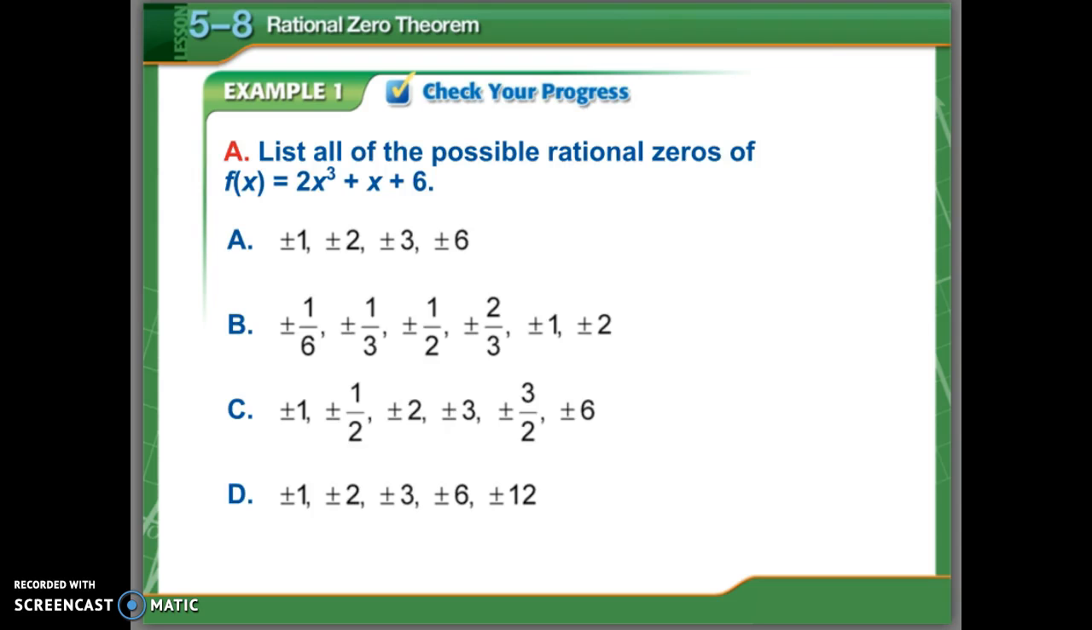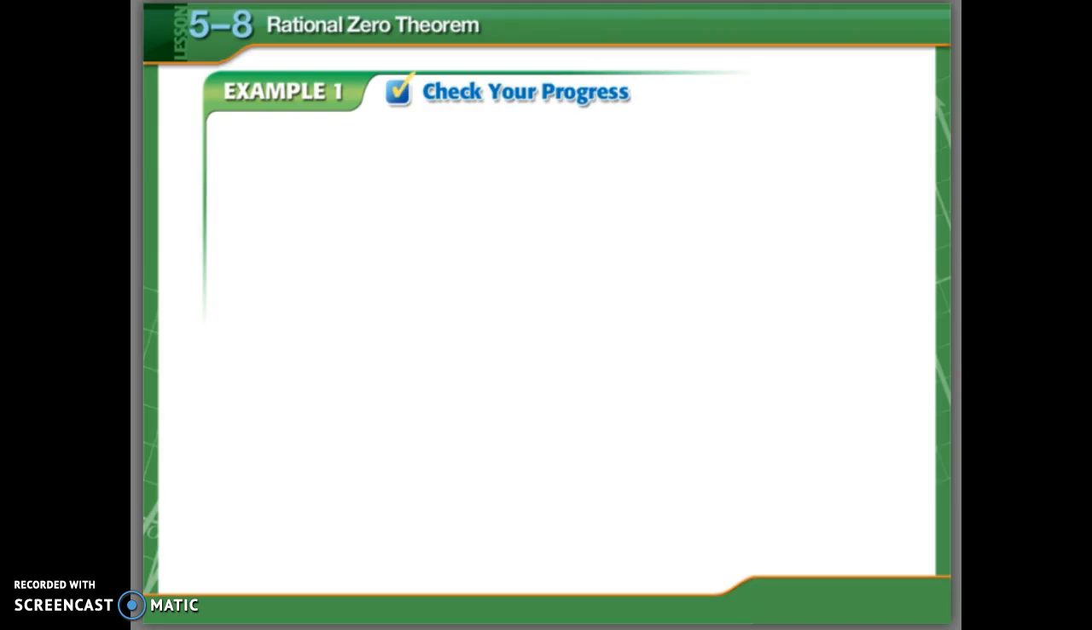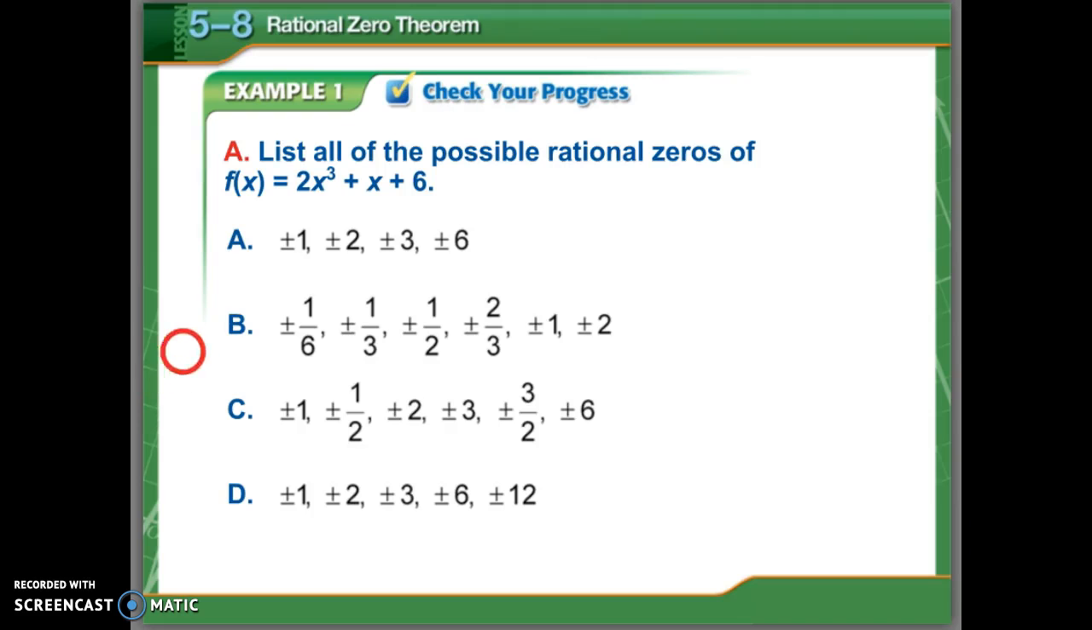All right, some check your progress problems. Part A, you've got 2x cubed plus x plus 6. Pause the video when you have your answer, go on to the next slide. Okay, our answer this time is C. Make sure you do all the factors of 6 divided by all the different factors of 2.